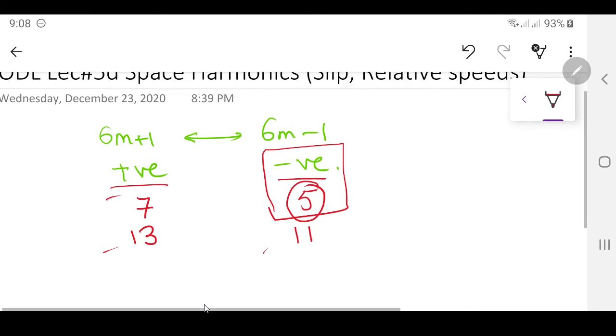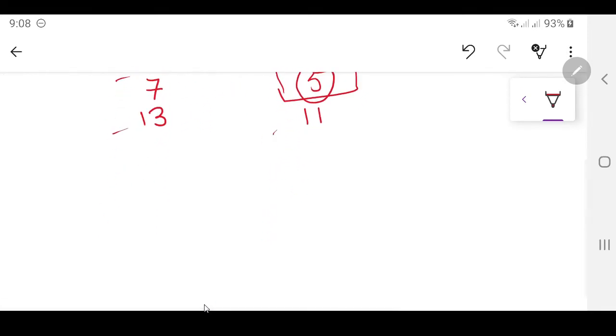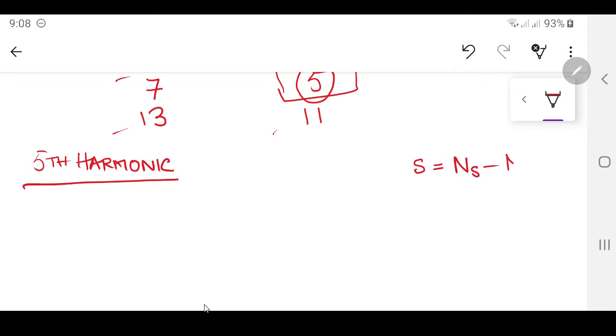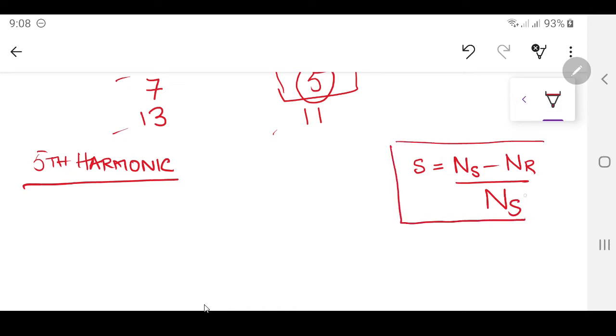Since I am talking about the fifth harmonic, first of all I am going to find out the slip. If you remember the slip concept, in the fundamental, slip was taken as ns minus nr divided by ns. So slip was actually the relative speed of the synchronous speed with respect to the rotor, divided by ns.